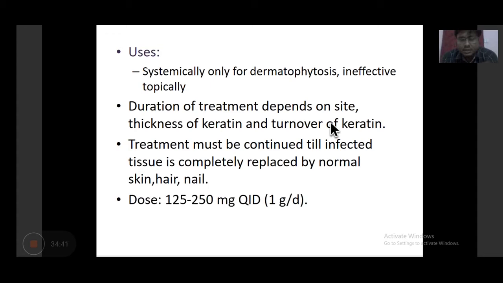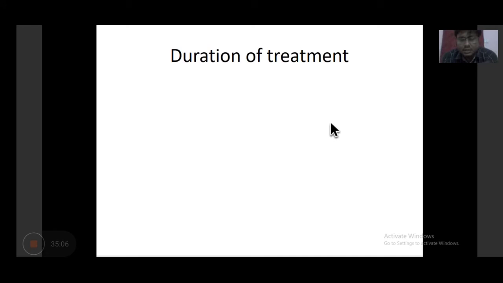Dose of the tablet of griseofulvin is 125 to 250 mg 4 times a day. Although the half-life is high, you need to give it in high concentration, and because you are giving the drug systemically to treat superficial fungal infection, the concentration of drug at the tissue is very, very important to reach. That's why multiple times frequency of griseofulvin prescription was there.